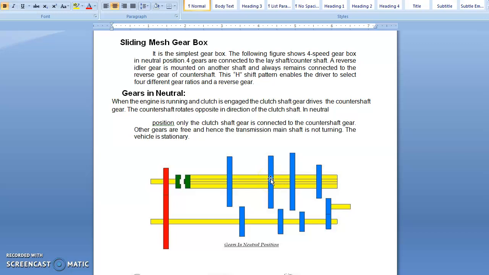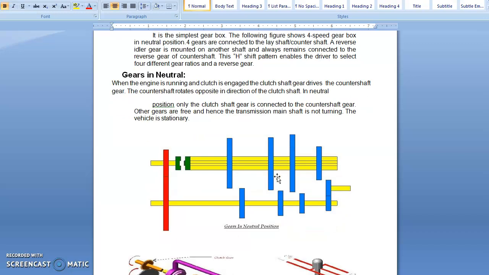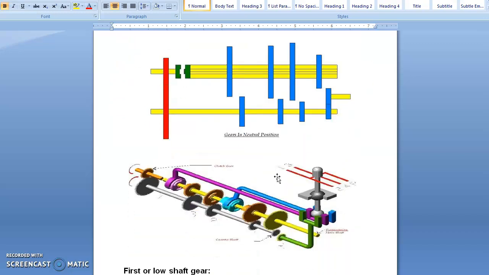Then let us discuss the positions achieved in the 4-speed gearbox. Number 1 is the neutral position. Number 2 is the first gear position. Number 3 is the second gear position, then the third gear position and the fourth gear position, which you can also call the top gear, and the last one is the reverse gear. Let us discuss the neutral gear position.